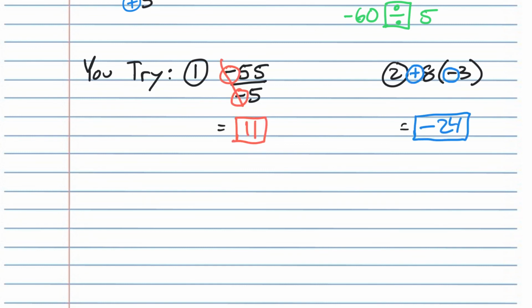All right, so hopefully you had a chance to try the questions on your own. The first one, you should have got positive 11, because a negative divided by a negative is positive. And the second one, you should have got negative 24, because positive 8 times negative 3, a positive times a negative gives us a negative, and 8 times 3 is 24, so negative 24.